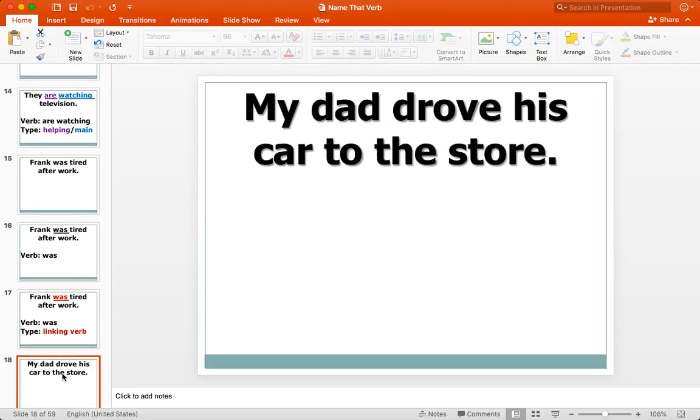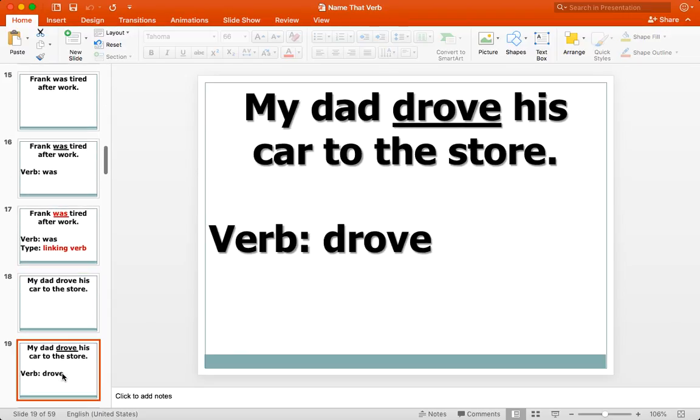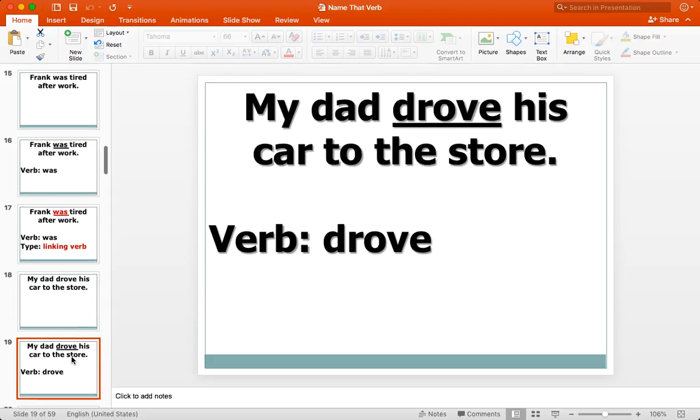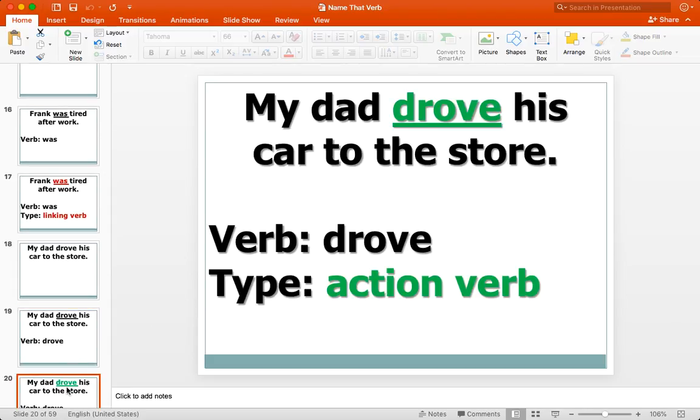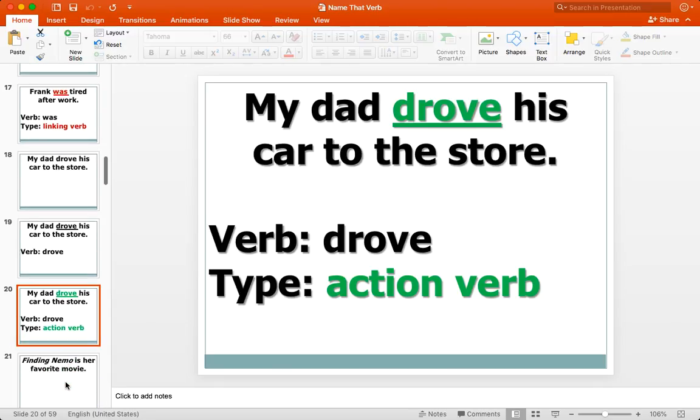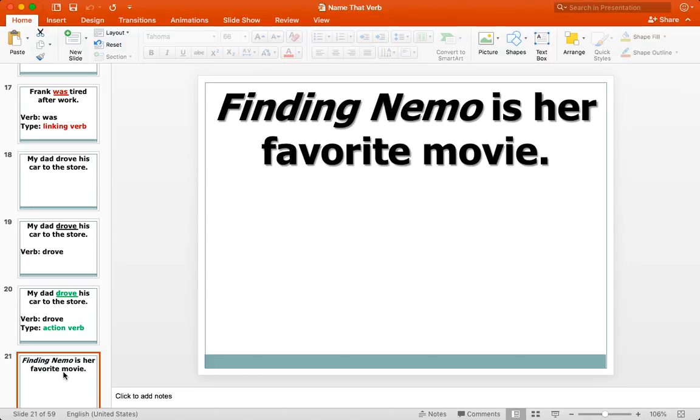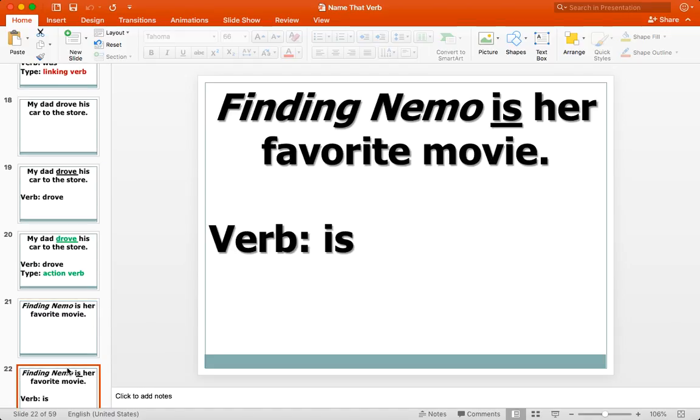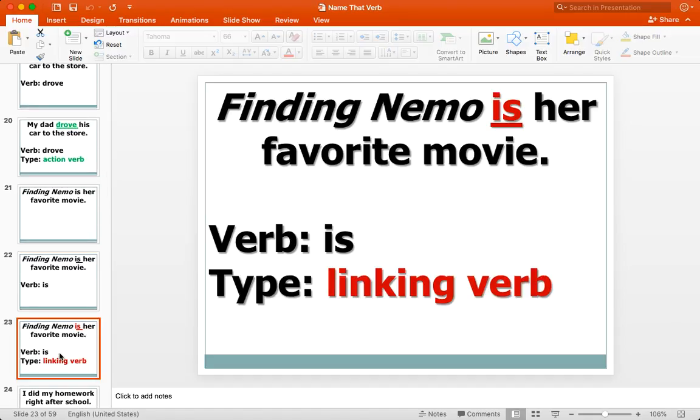My dad drove his car to the store. What did Dad do? He drove. So in this one, the verb is drove, and it is an action verb. Does that make sense that you can see that? That is a physical action. He's driving. Okay, Finding Nemo is her favorite movie. Finding Nemo is the subject. Is her favorite movie is the predicate. But we have a verb here. It's not an action. We have a verb that is a linking verb because is links the subject to the predicate.